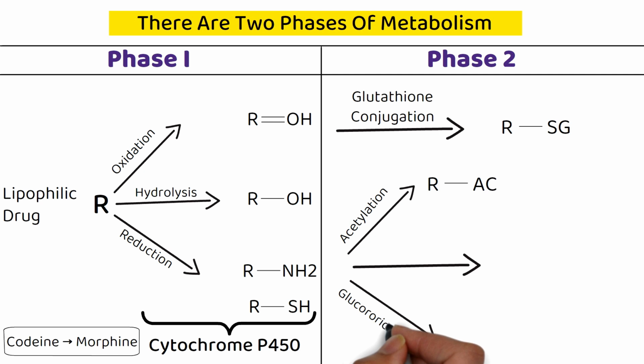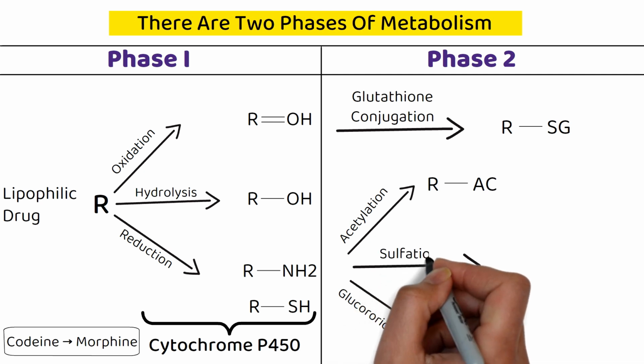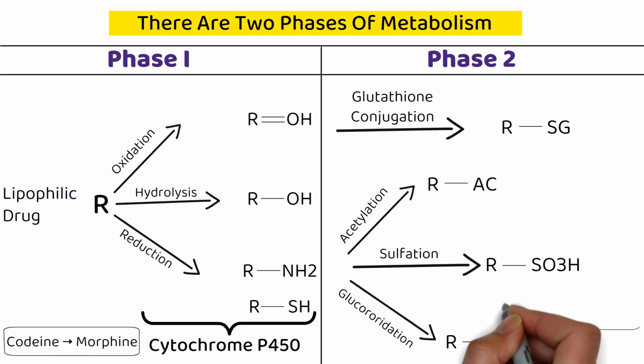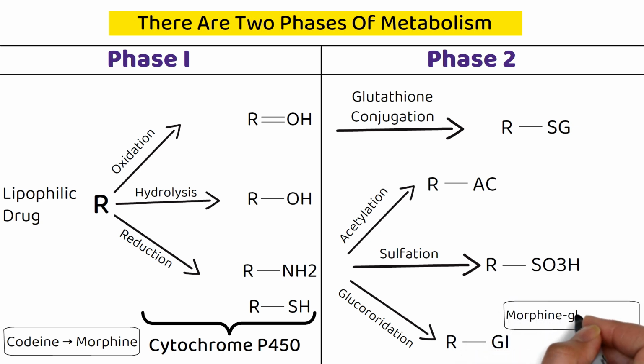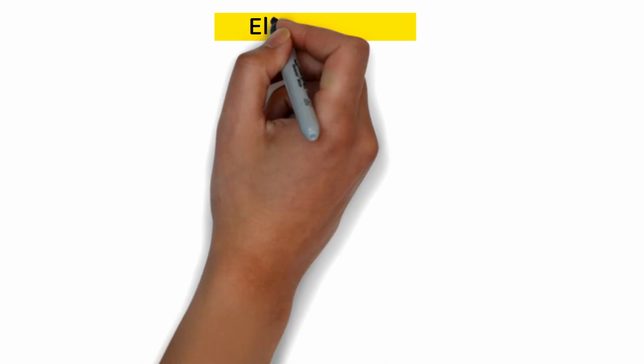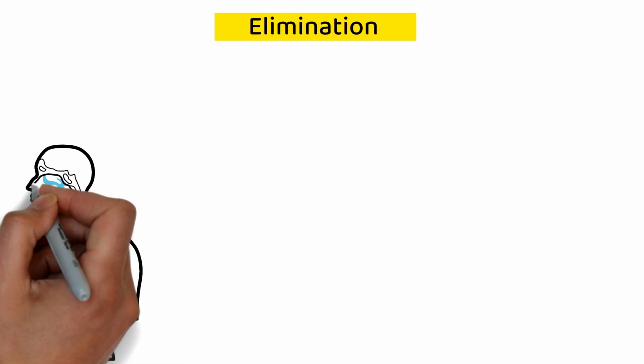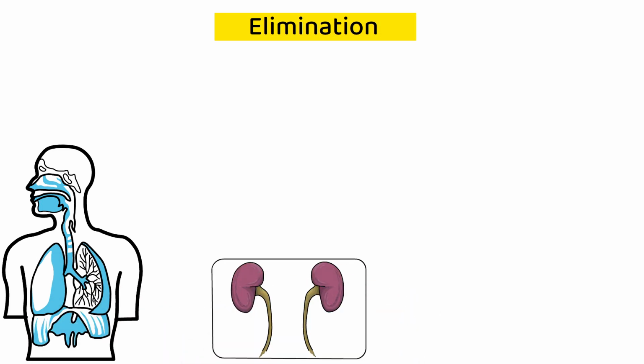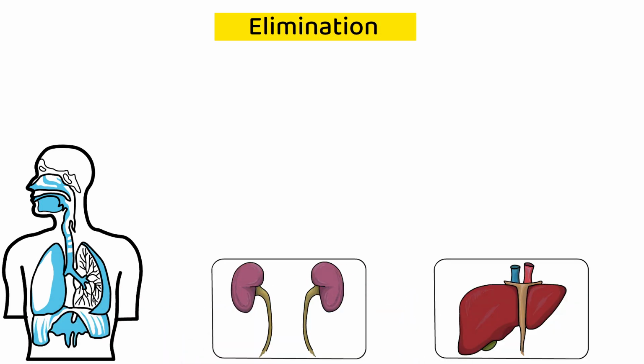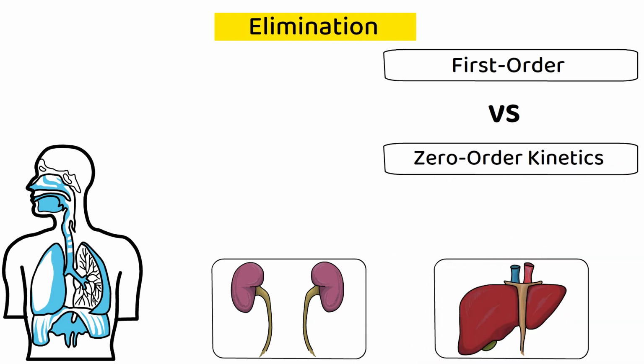The drug, or phase 1 product, is joined with molecules like glucuronic acid or sulfate to make it water-soluble for excretion. For example, morphine to morphine glucuronide. Now let's talk elimination. How the body removes the drug, mostly through the kidneys, urine, or liver, through bile and feces. First order versus zero order kinetics.